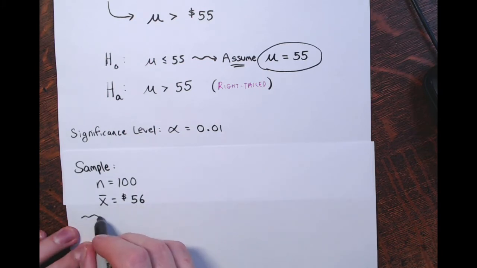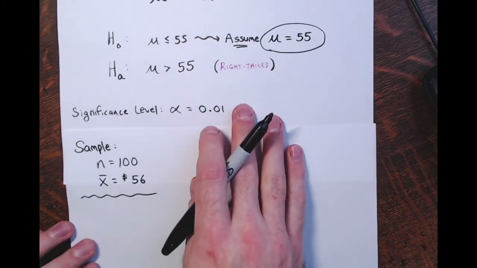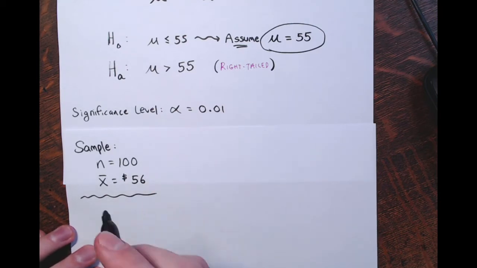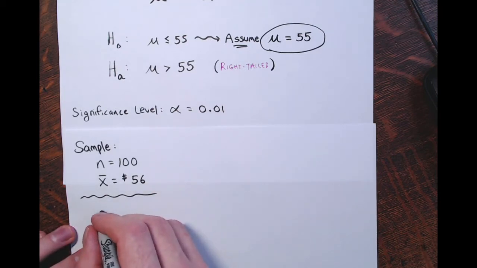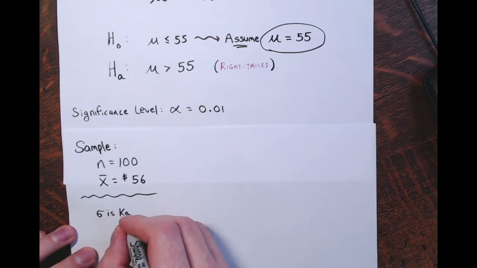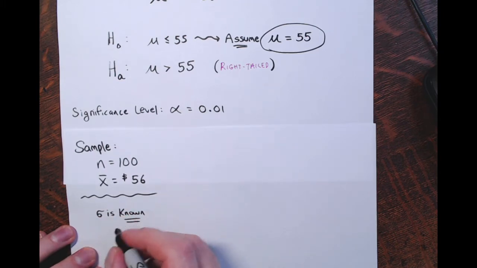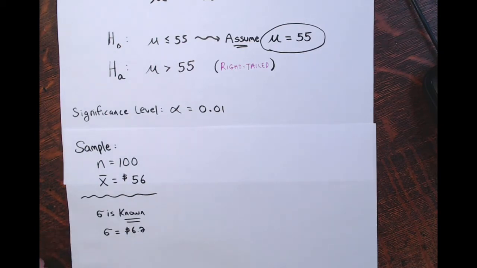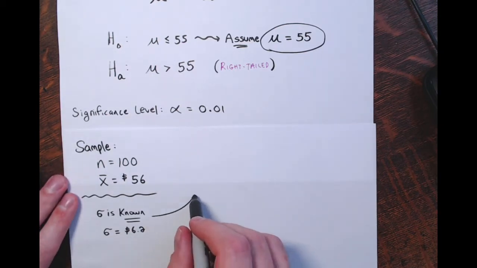Now, this is one of those few cases where we know the population standard deviation. Right? Sigma is known here, and sigma is told to us, and it's back on the page, back on the website. They say sigma is $6.2. All right.